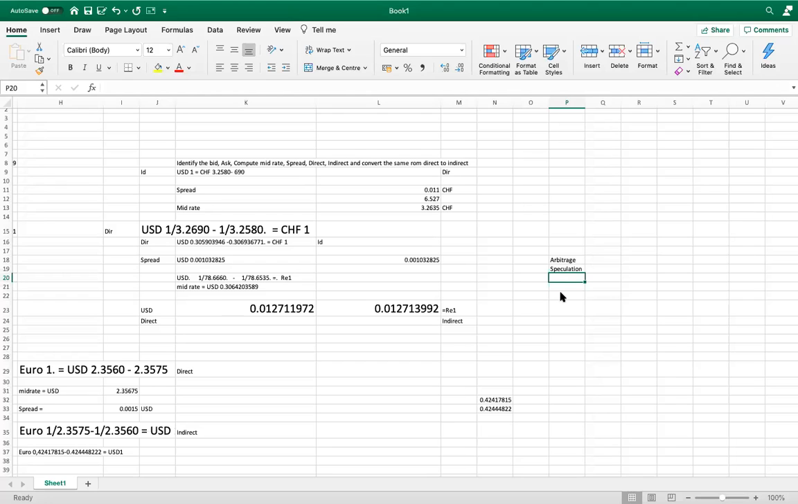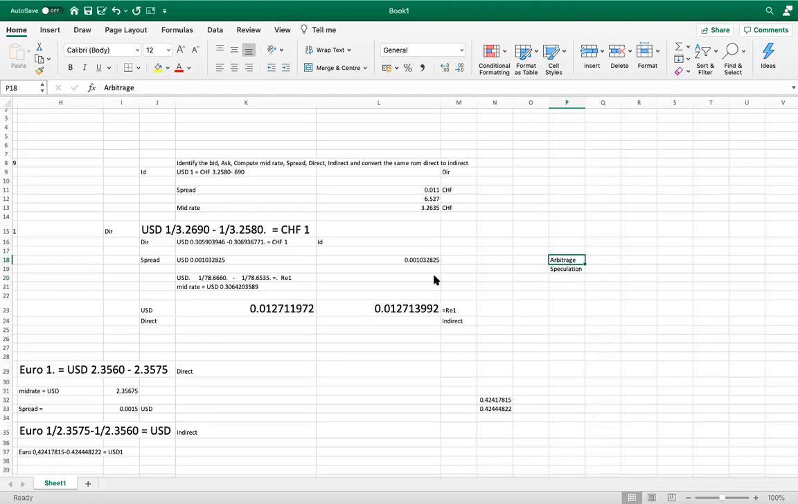When you speculate, it is a very, very risky way of making profit. You may tend to lose in bulk also, right? Whereas arbitrage, we call it a risk-free profit.